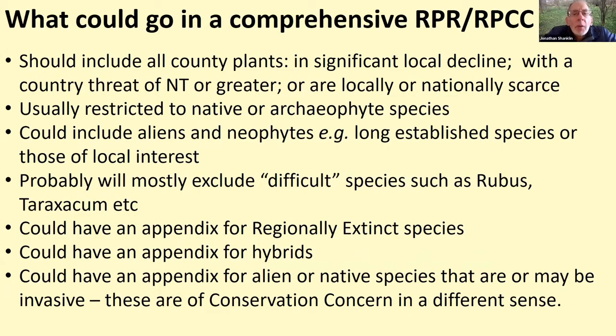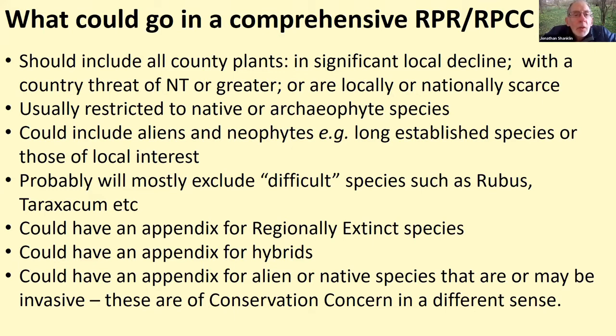So what should it go in? As I said, definitely all those species that are in significant local decline, those that have a country threat in the red list of near threatened or greater, and also those that are locally or nationally scarce or rare. That will usually restrict you to the native or archaeophyte species, but doesn't preclude aliens or neophytes where they're long established or have a specific local interest.